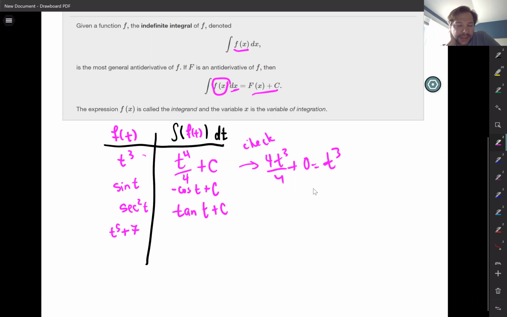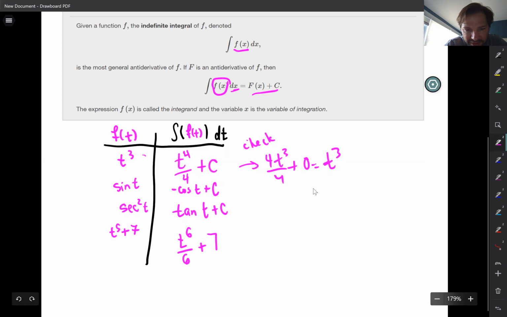And then what about t to the fifth plus 7? That's just a polynomial, so that's the easy rule. We take t to the sixth divided by 6 plus 7t. You can think of that 7 as 7t to the 0, and then following the rule, you get t to the 1 divided by 1, so you get 7t. And then you always have to remember the constant of integration.